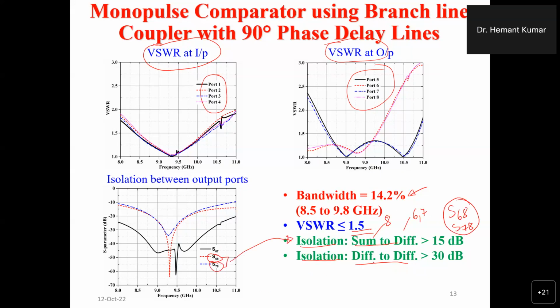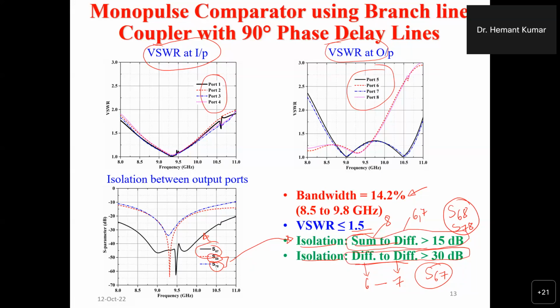And what is the difference to difference? Difference ports are one port 6 and another port 7. So isolation between 6 and 7 is known as X67, and this X67 is given by this plot. This isolation is very good. If you see, the isolation is better than 30 dB over the 14% of bandwidth defined, and sum to difference isolation is also better than 15 dB. Right? So this was designed using a branch line coupler.